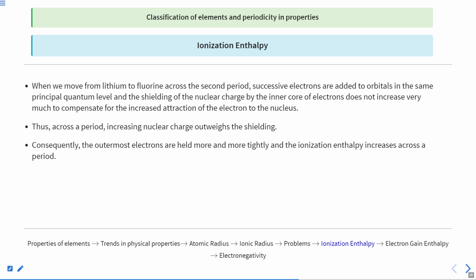Thus, across a period, the increase in nuclear charge outweighs the shielding. Clear? Consequently, the outermost electrons are held more and more tightly, and the ionization enthalpy increases across a period. Clear?